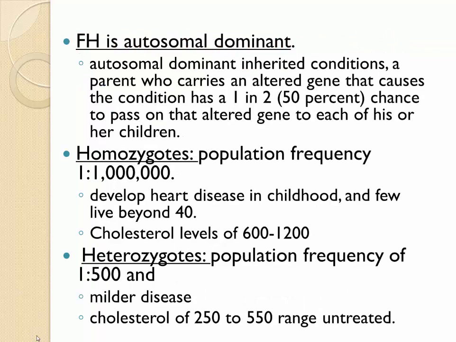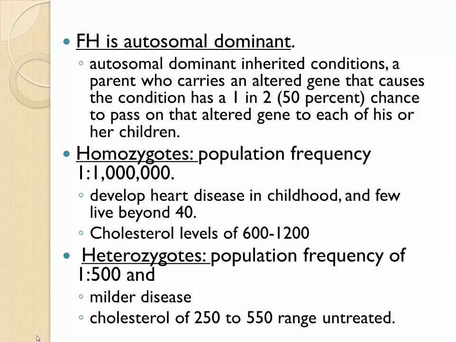So familial hypercholesterolemia, or FH, is what we call an autosomal dominant trait. So what that means is that it only requires one abnormality for an individual to be at a higher susceptibility. So it's inherited. Parents can carry an altered gene, and this causes the condition in one in two, or a 50% chance that you'll pass that on to your children.